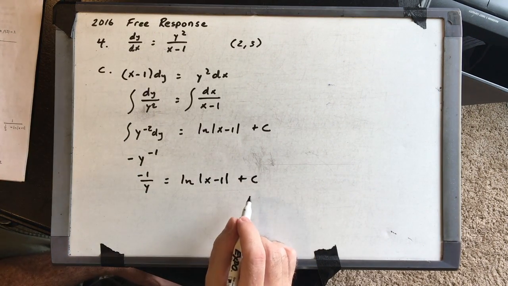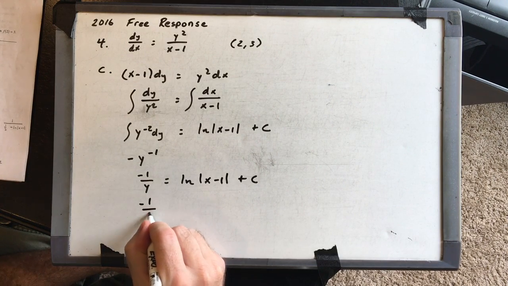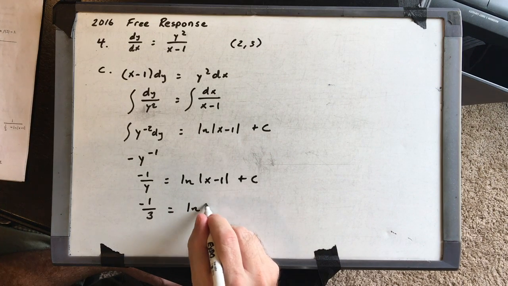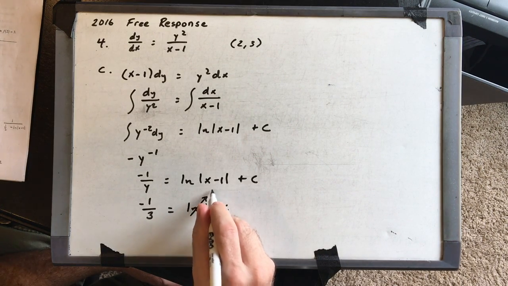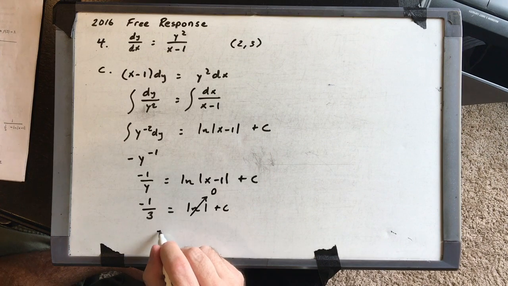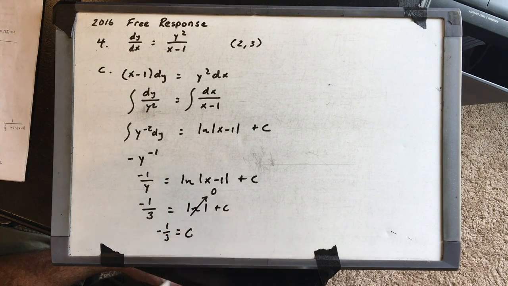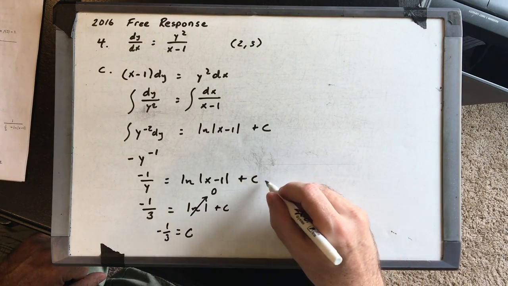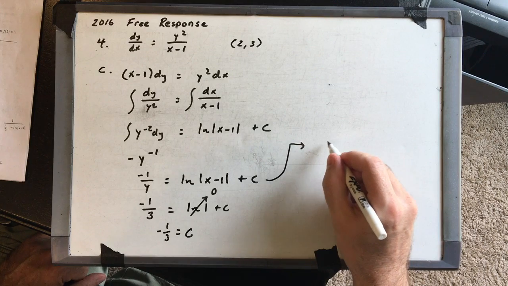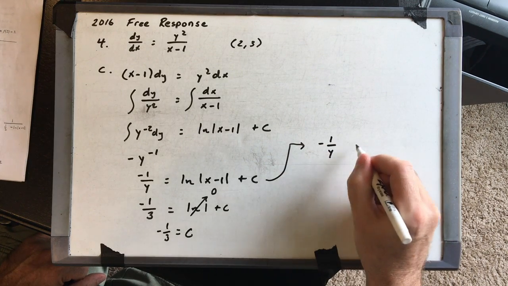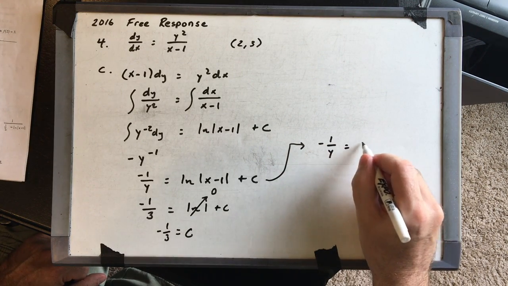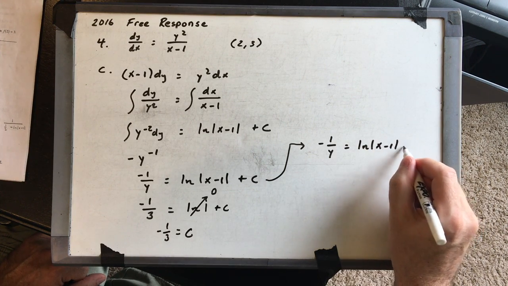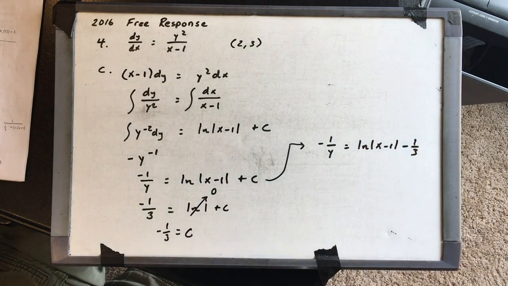Let's plug our numbers in to get c. So I'd have minus 1/3 is equal to the natural log of 2 minus 1, which is 1, plus c. We know that the natural log of 1 is 0. So negative 1/3 is equal to c. Boom, we're almost home. So let's plug that in there. I've got negative 1 over y is equal to the natural log of the absolute value of x minus 1 minus 1/3.